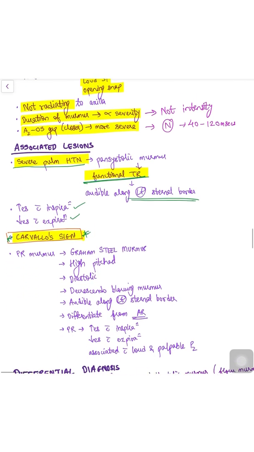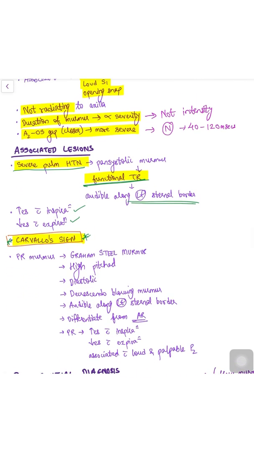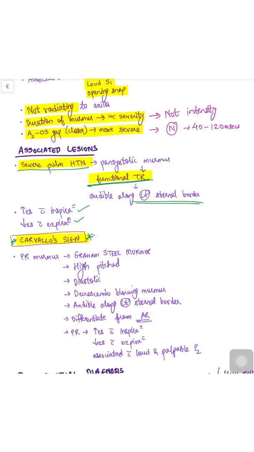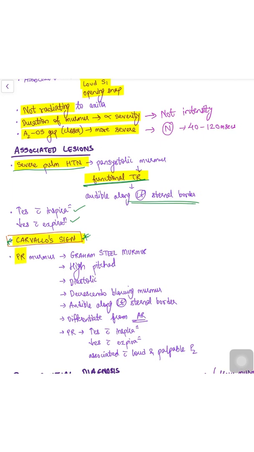Another associated lesion is a pulmonary regurgitant murmur. That murmur is named the Graham Steell murmur, which is a high-pitched, diastolic, decrescendo blowing murmur, which is audible again along the left sternal border. And again, since it's a right-sided lesion, it is going to increase with inspiration and decrease with expiration.